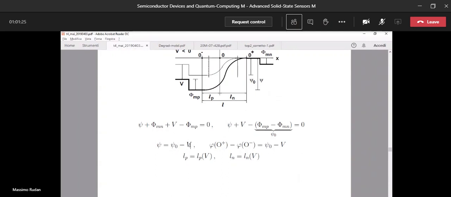So in direct bias, V is positive, so that psi is smaller than psi 0. For a reverse bias, V is negative. So psi is larger than psi 0. Okay. Obviously, we can also indicate psi as the difference in the electric potential between O plus and O minus. This is nothing else than another expression for psi. Okay.